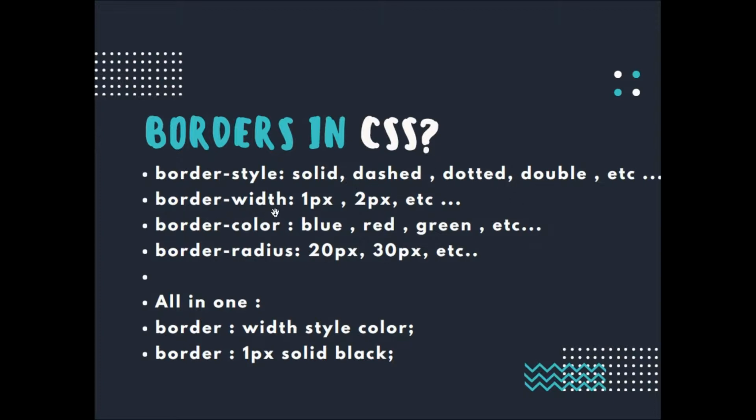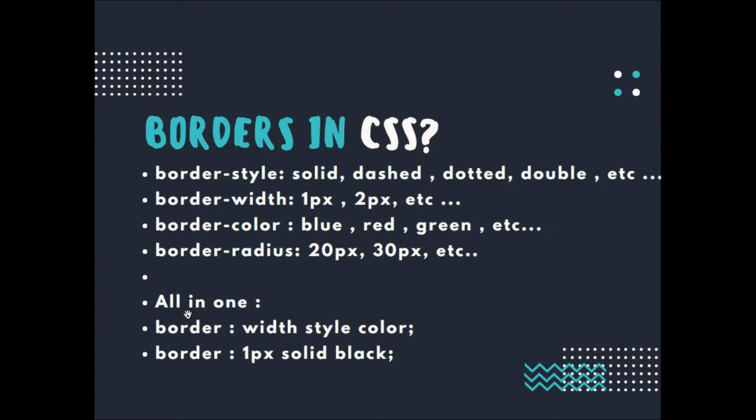Then we have the border width. It can be 1, 2 or any number of pixels that you want. Border color can be blue, red, green or any other color. And we have the border radius, which can be 20, 30 pixels and basically anything you would like.